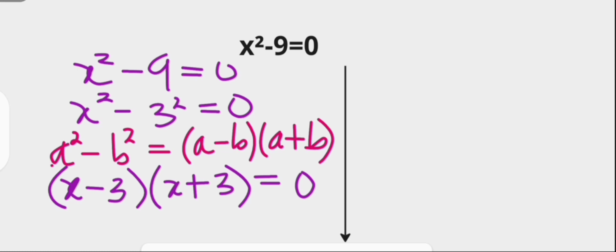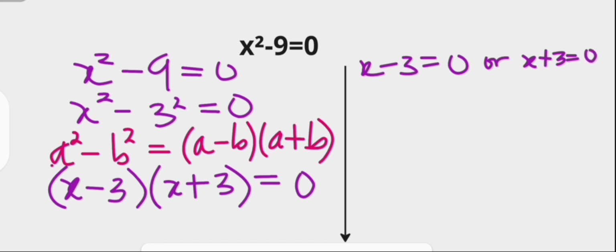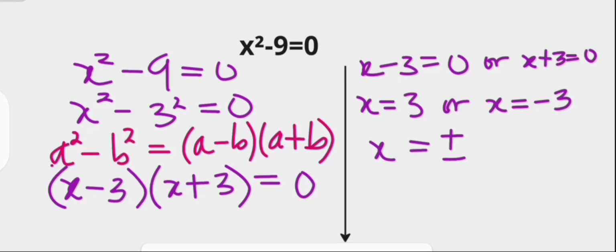And by the zero product property, check that out in our last video, that is when two numbers multiply and the product gives 0, it's either the first one is 0, so x minus 3 is 0, or the second one is 0, x plus 3 equals 0. What will make x minus 3 to be 0 is when x is 3. And what will make x plus 3 to be 0 is when x is minus 3. So we can say the solutions to this quadratic equation, or the roots, are x equals plus or minus 3. That is the behavior of difference of two squares.